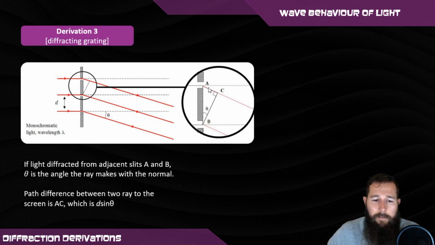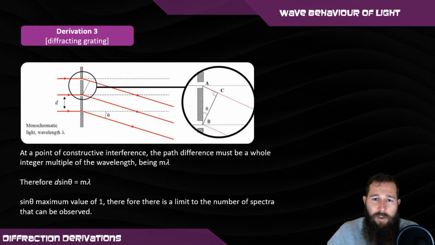If light is diffracted from slits A and B, theta is the angle that is made with the normal, and theta is also the angle here due to the previous rules that we've had. The path difference is given by d sine theta, just using laws of trigonometry. Now at a point on the screen where constructive interference occurs, the path difference must be an integer multiple of the wavelength, being m lambda. So therefore, d sine theta is m lambda.